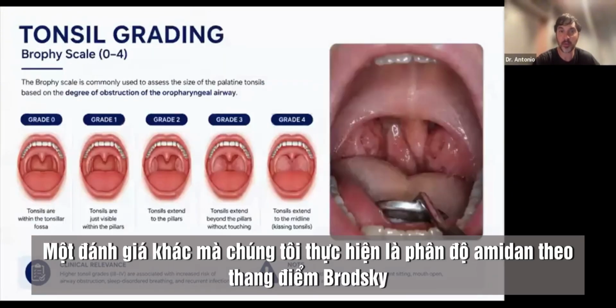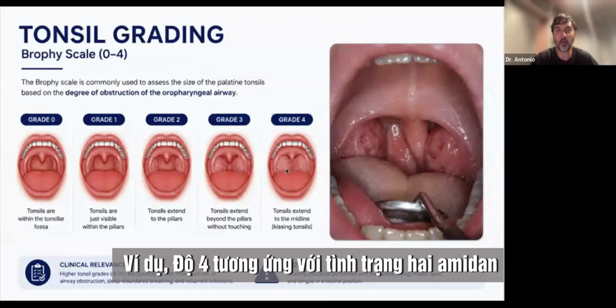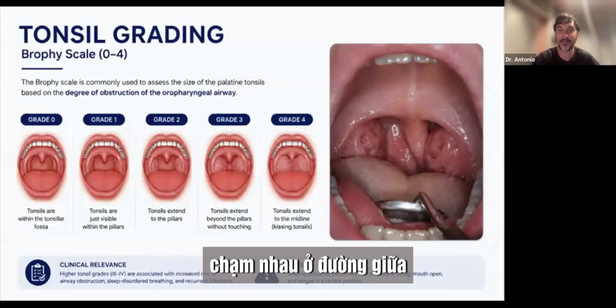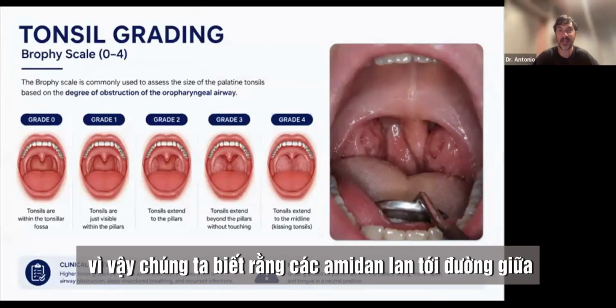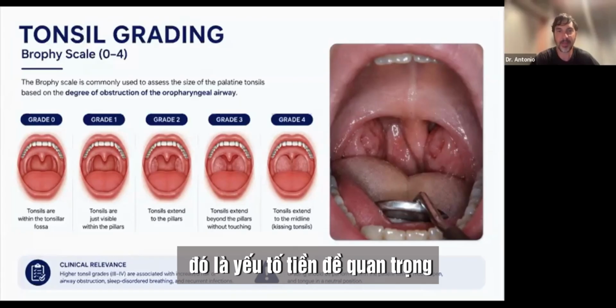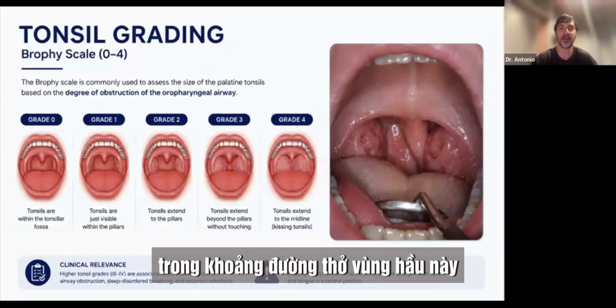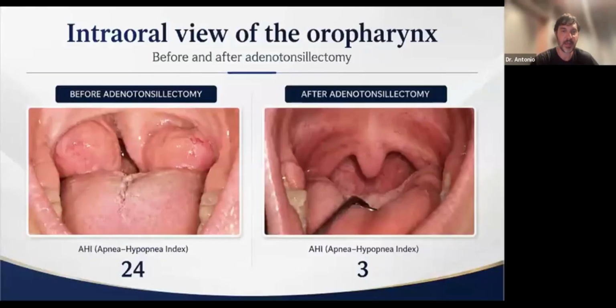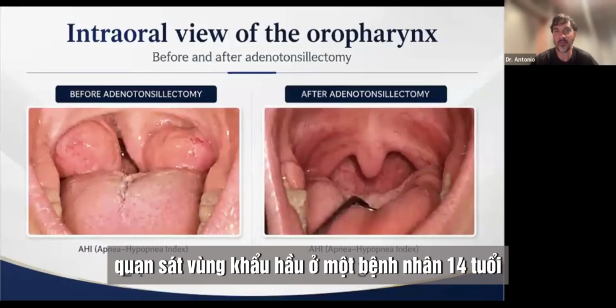Another evaluation that we do is the so-called Brodsky tonsil grading scale. Grade 4, for example, corresponds to tonsils that touch each other at the midline. So we know that the tonsils extend to the midline, the so-called kissing tonsils. And of course, it is an important predisposition to the degree of obstruction in this pharyngeal airway space.